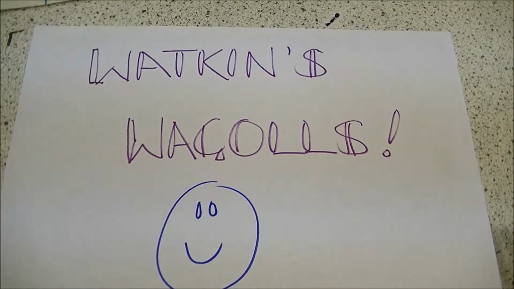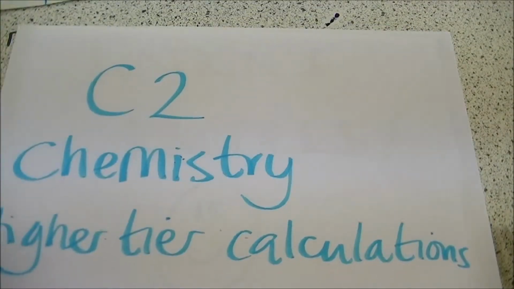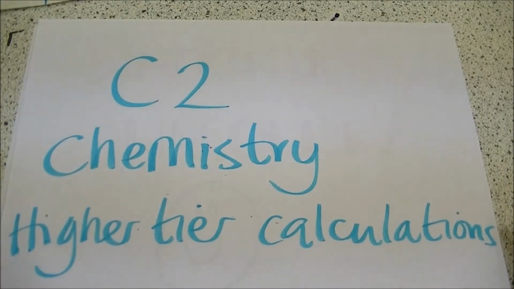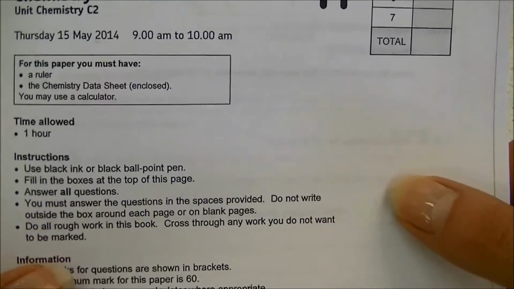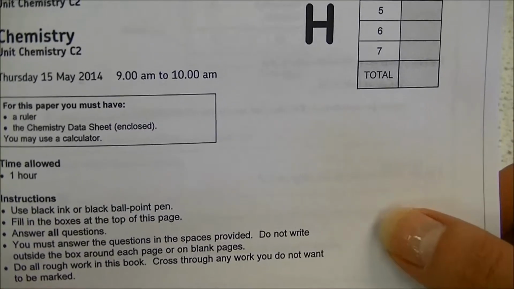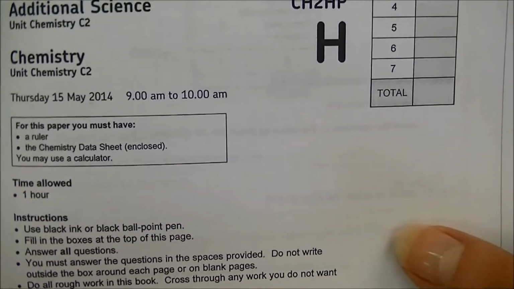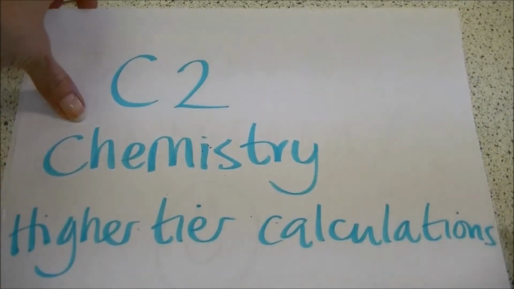Hello, we're back on Watkins Waggles looking at C2 Chemistry higher tier calculations again. We're going to go through another example of how to do a reacting mass calculation. If you want to do this with me, you will need a copy of the May 2014 exam paper, that's C2, and obviously it's a higher tier calculation. So if you're doing foundation, you can switch this off and go and find a more productive video to watch.